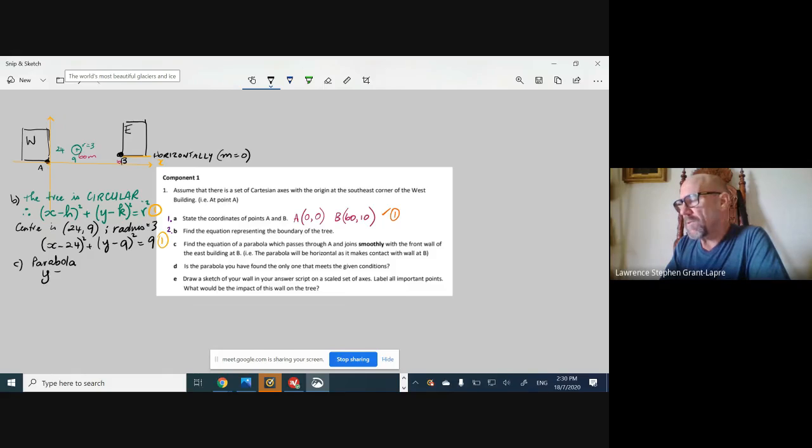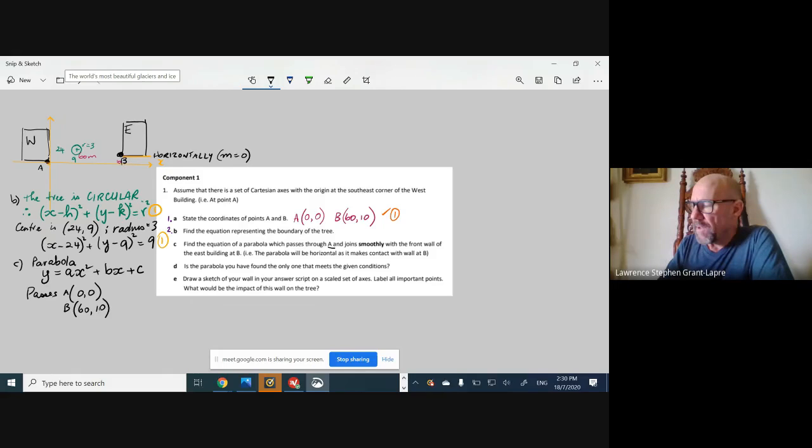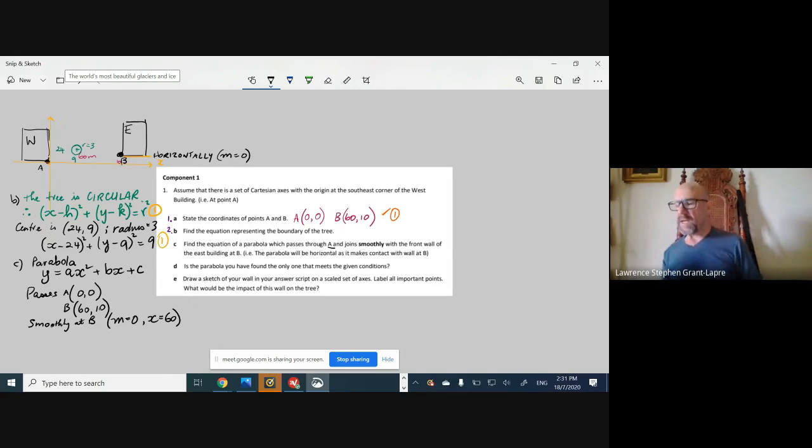We're going to say y equals ax squared plus bx plus c, and it passes through the criteria. It passes through 0, 0. We're told that at point A. It passes through point B, 60, 10. We know that B is 60, 10. Smoothly, at B, that means it'll have a gradient of 0 when x equals 60. All right. So there's our 3 criteria.